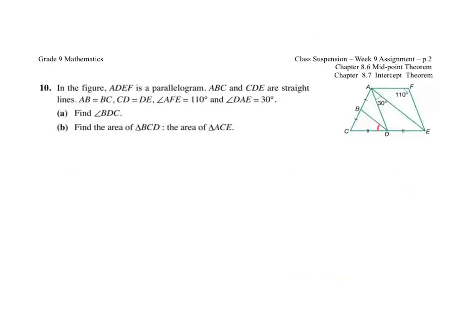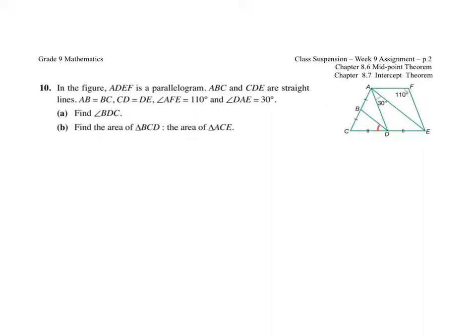Now let's look at number 10. Your goal is to find angle BOD, and look at the given conditions. You have two midpoints, B as the midpoint of AC, D as the midpoint of CE. It means that you can associate with midpoint theorem. It means BD should be parallel to AE.